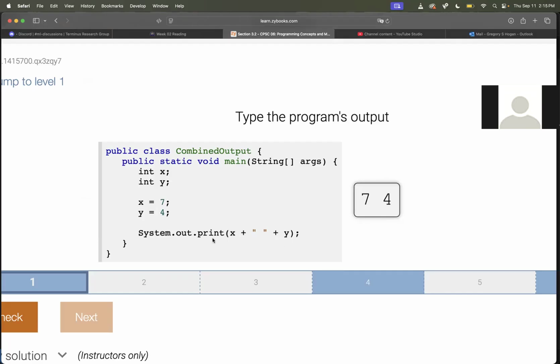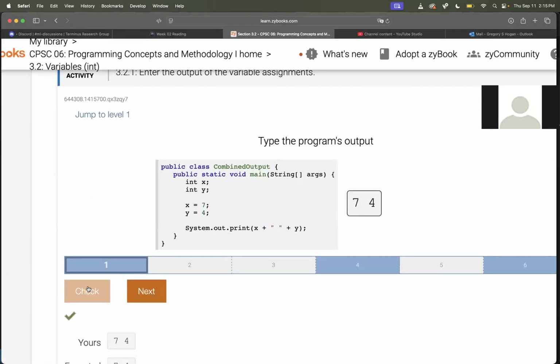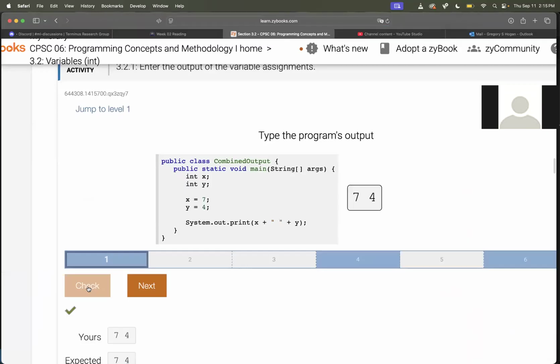This is print, not println, which means we do not press enter, right? If I press enter over here, it'll go down to the next line, but that's not what we want. And that's it. Once we have it typed out, we hit check and we get it right. Okay, so that's what we're doing here. Let's jump to number 3.